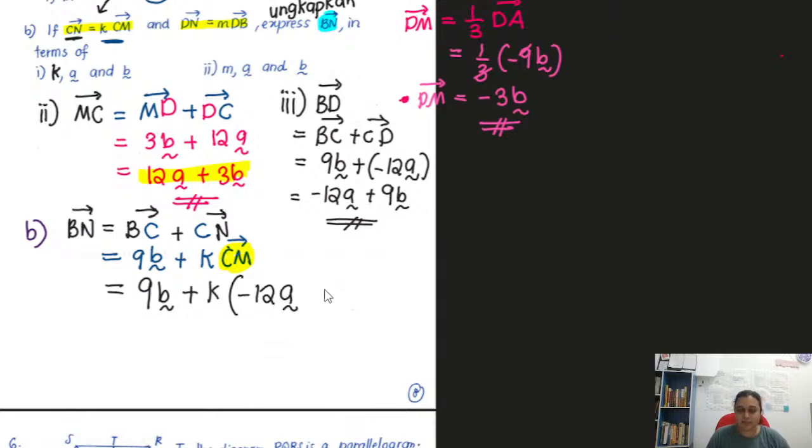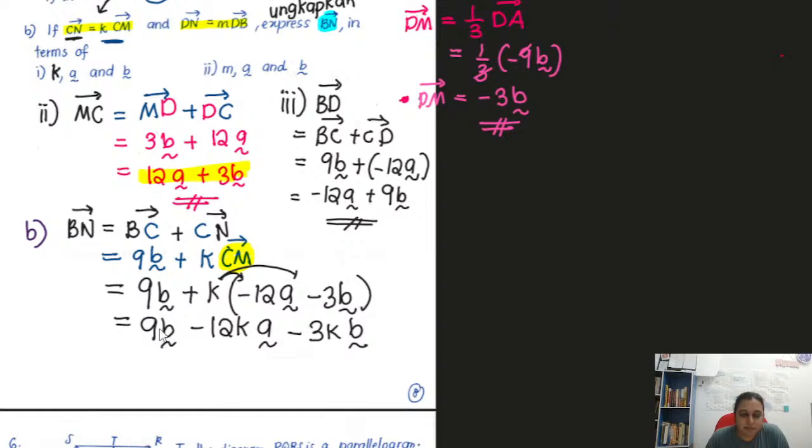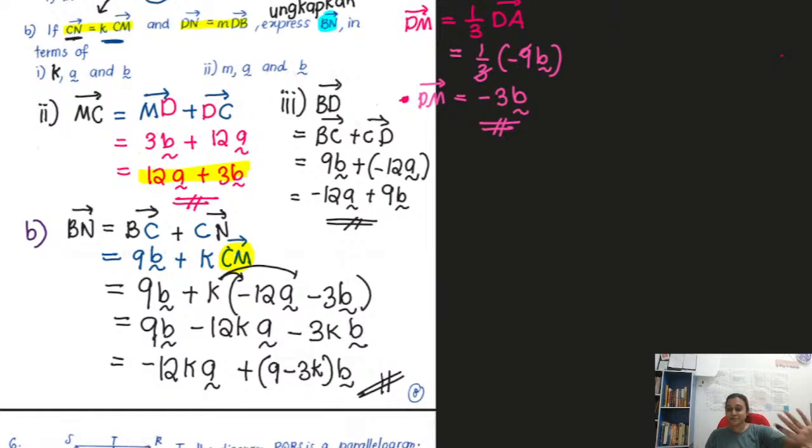Negative 12A, not plus, minus 3B. So you expand everything. So 9B minus 12KA minus 3KB. The B and the B you put together. So negative 12KA, plus, you factorise the B. So 9 you write in front, minus 3K you write for the B. So this is your BN.